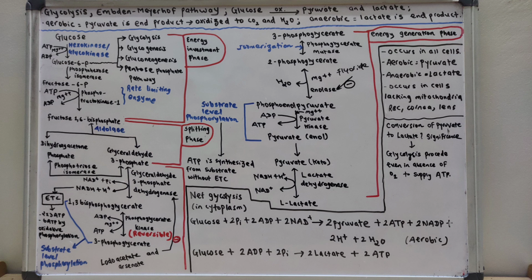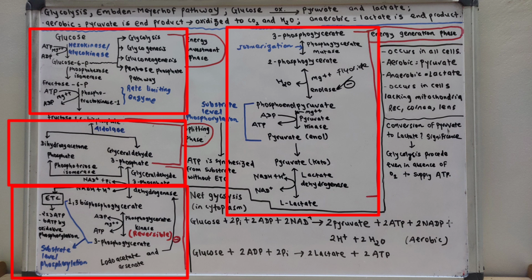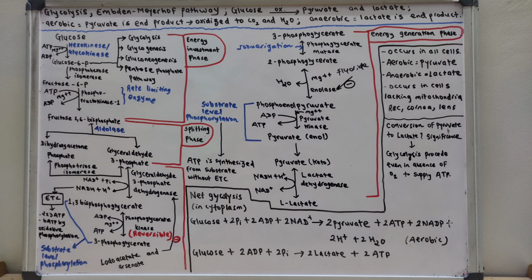Again, I am going to say, one is the energy investment phase, another is the splitting phase, and the last one is the energy generation phase. After knowing the 3 distinct phases of the reactions of glycolysis, I want to start glycolysis with the energy investment phase. Now let us move towards the first reaction of the energy investment phase, that is conversion of glucose to glucose 6-phosphate.